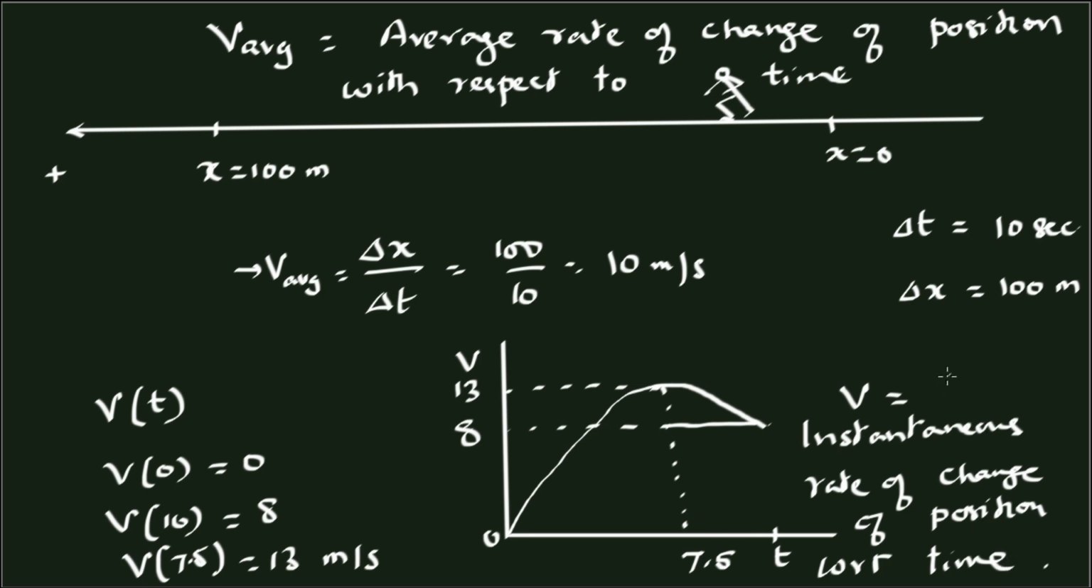So we need a symbol for this. The symbol that Leibniz gave us is dx by dt. Now you must not interpret this as dx divided by dt. You must not try to cancel the d's. This is just a symbol meaning the instantaneous rate of change of x with respect to t.